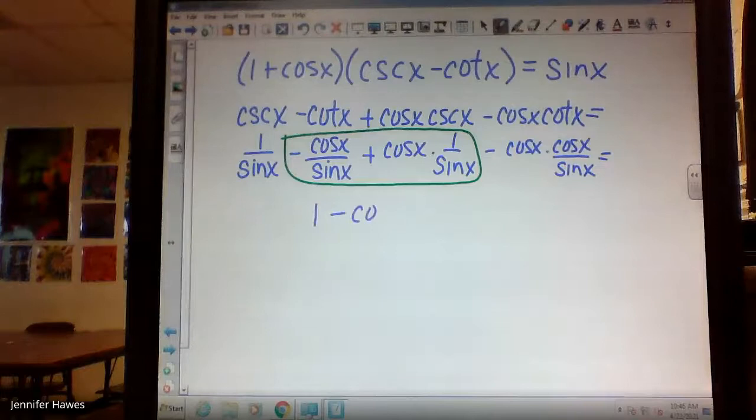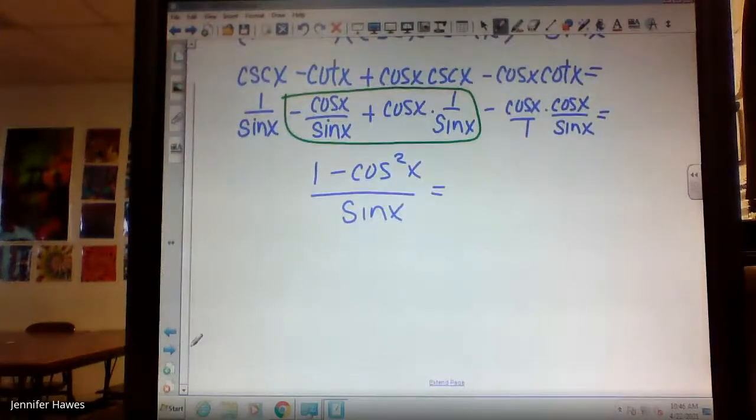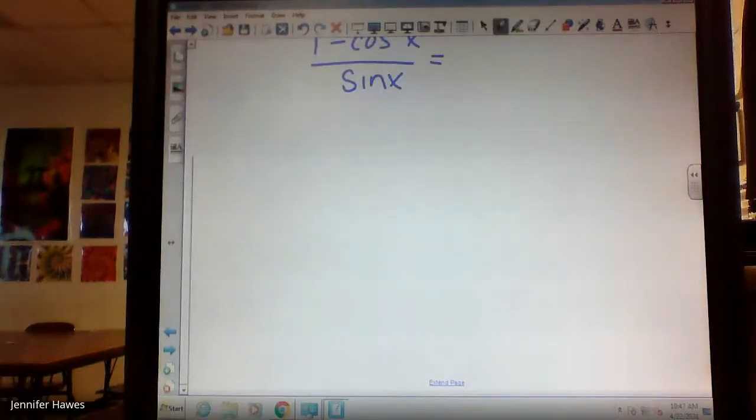1 plus 1, 2 over sine. Wait. Oh, you multiply. So if I multiply this, that'll give me cos squared over sine, right? Yep. So then I have 1 minus this right here. Okay, so far so good. Okay, so now I got 1 minus cosine squared, so I'm gonna take a little detour right here.